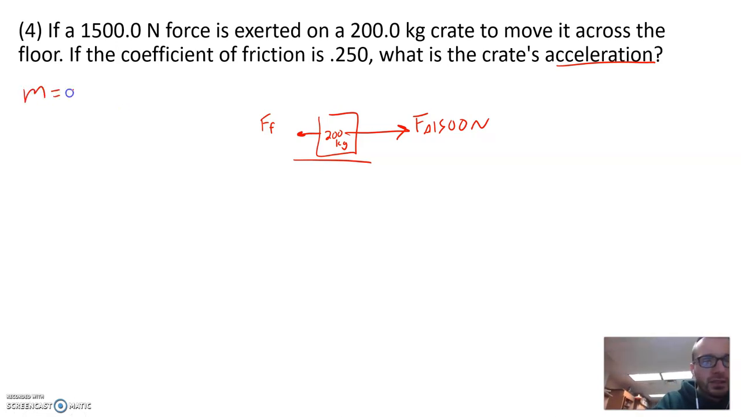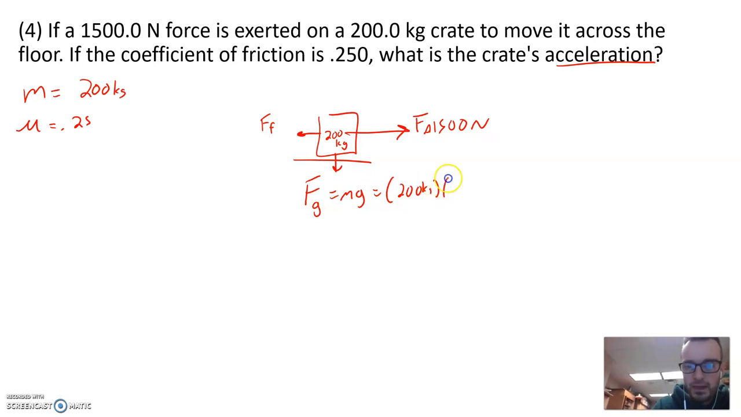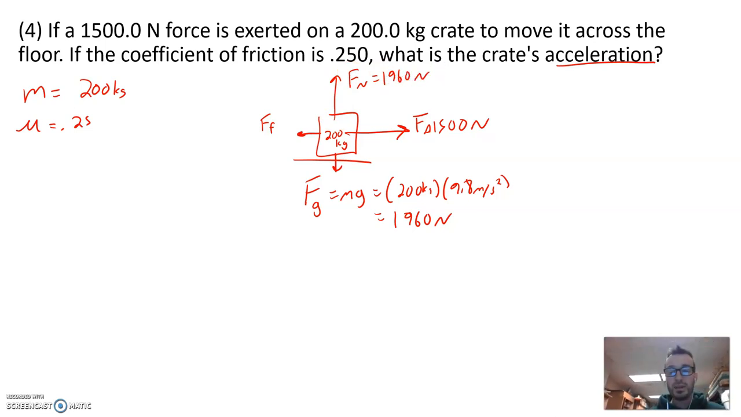So over here, the mass is 200, and the mu is 0.25. If the mass is 200, we can get the weight, the force of gravity, by doing m times g. So this would be 200 kilograms times 9.8 meters per second squared, which is 1960 newtons. Now, if that's the force of gravity down, then the normal force up, because we're on a flat surface, has to be balanced. It has to be 1960 newtons as well. The thing that's not balanced, though, are the horizontal forces.